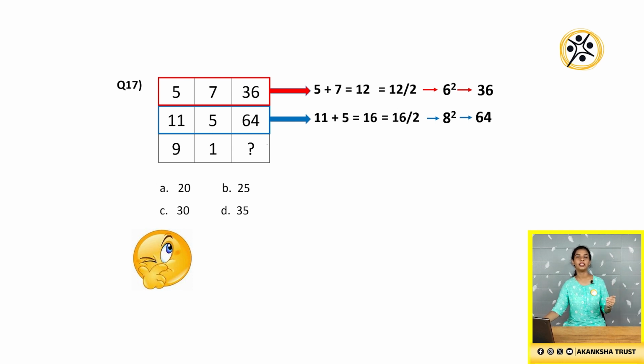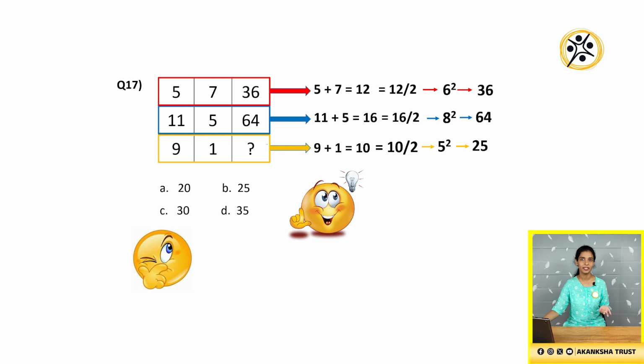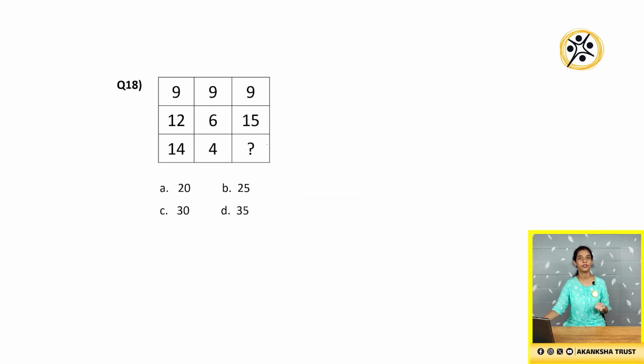So how do we find the missing number in this case? We have to do the sum of 9 plus 1, that is 10, divided by 2, that is 5, and square it. 5 square is 25, and we have 25, option B. Go ahead and tick it as the right answer, B 25.